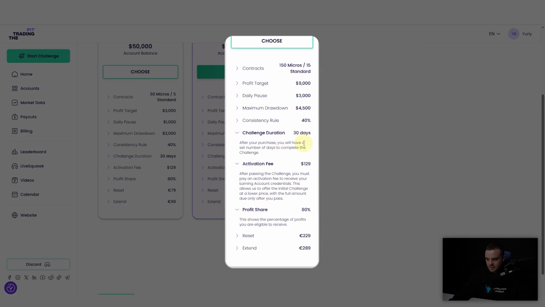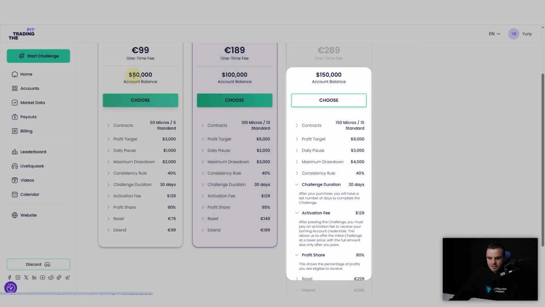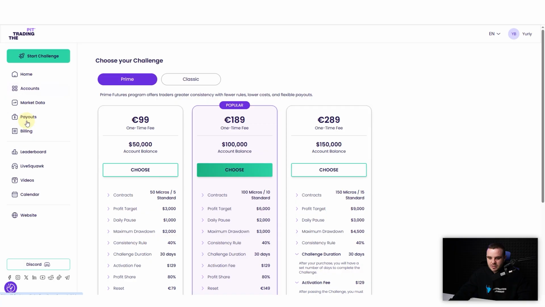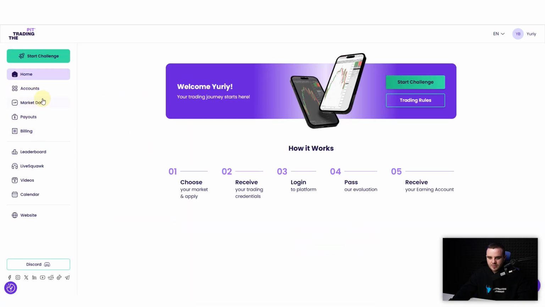Also, you can see you can extend your challenge. For example, instead of 30 days, you can do it for 60 or 90 days, depending on what you would like. Plus, you can do the same with smaller ones. For example, here you can reset for 79 and you can extend for 99. Also, what's an additional reason why I use it? Because you can pay via crypto.